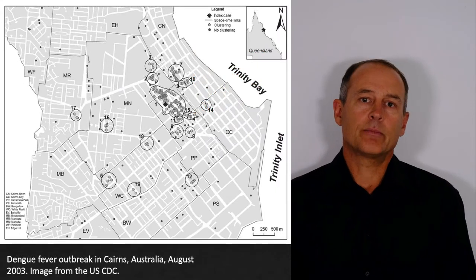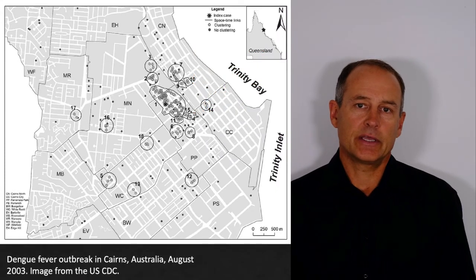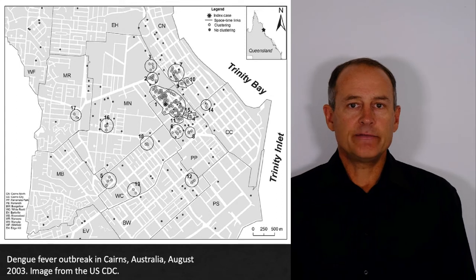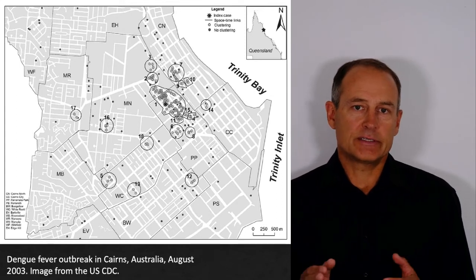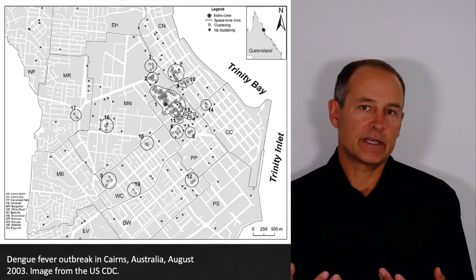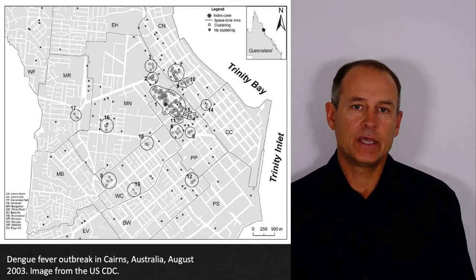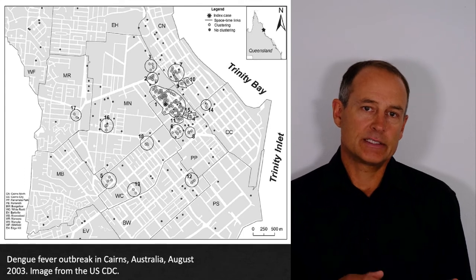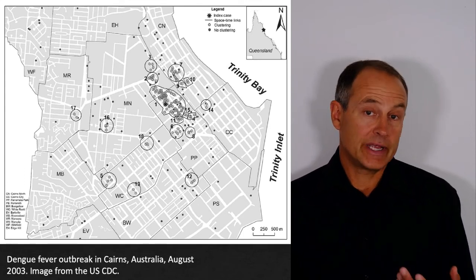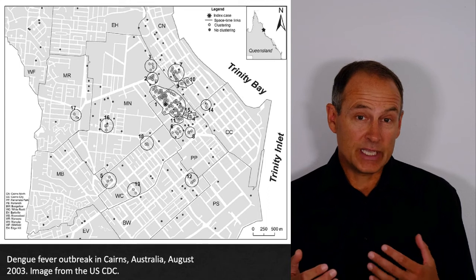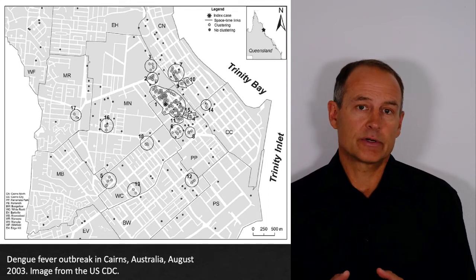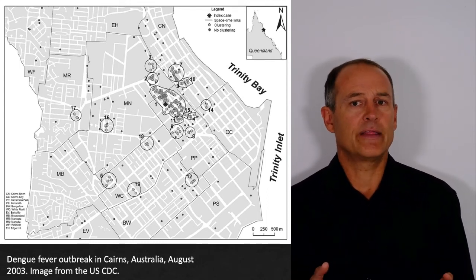This figure shows the outbreak of dengue fever in Cairns, Australia in August 2003. Dengue fever is a mosquito-borne viral disease common in the tropics that leads to high fever, headaches, vomiting, muscle and joint pain, and a particular type of skin rash. Now for disease outbreaks, whether that's dengue, malaria, COVID, or any other disease, the spatial patterning of data becomes very important. I'm sure you can kind of figure out why that would be.